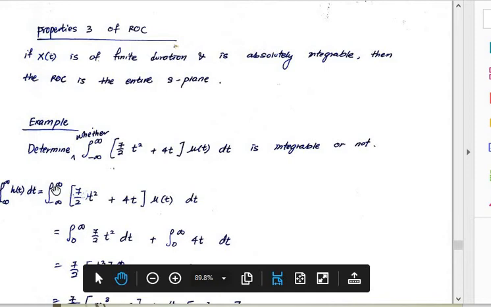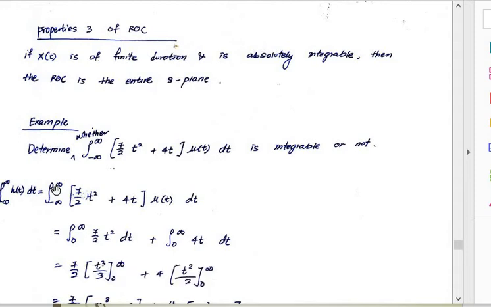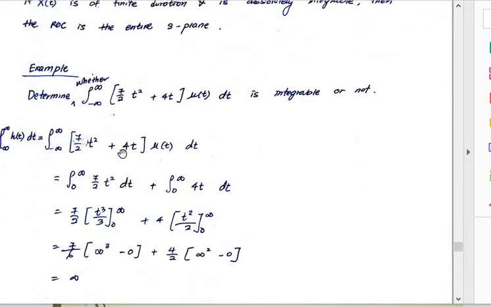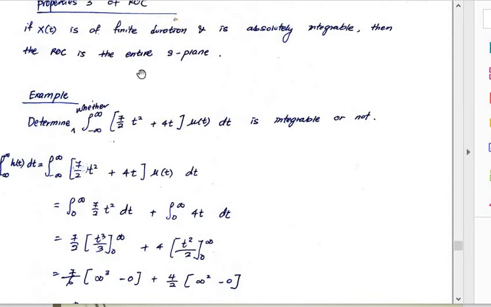For property 3 of ROC, if x(t) is of finite duration and is absolutely integrable, then the ROC is the entire S-plane. So what do you mean? For example, determine whether the integral from negative infinity to infinity of (7/2 t squared plus 4t)u(t) is integrable or not. If integrable, it means the ROC is the entire S-plane.